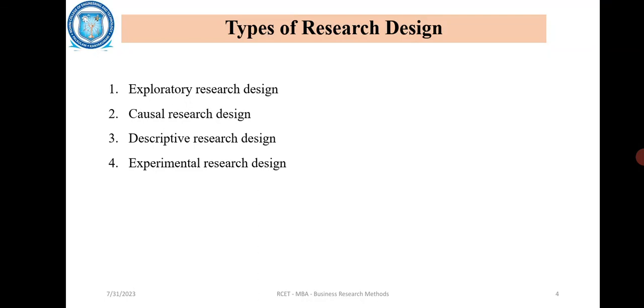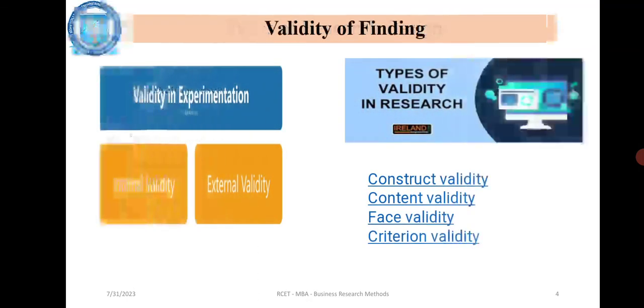Next one is experimental research. Experimental research designs are typically focused on the relationship between two variables, the independent variable and the dependent variable. The researcher uses random sampling and random assignment to create the control group and an experimental group. The results of the experiments are compared to determine whether there is a significant difference between the group that receives the treatment and the control group. Okay, this is for the experimental design. The next topic is going to be validity of finding.